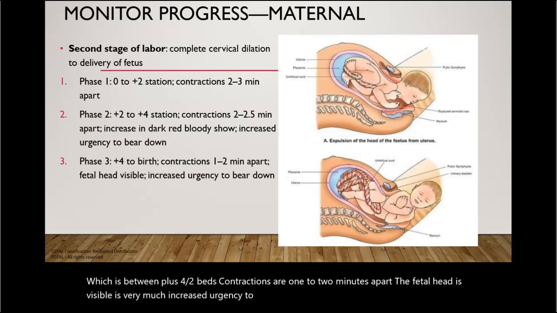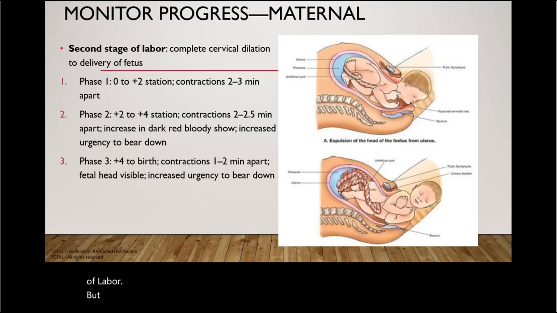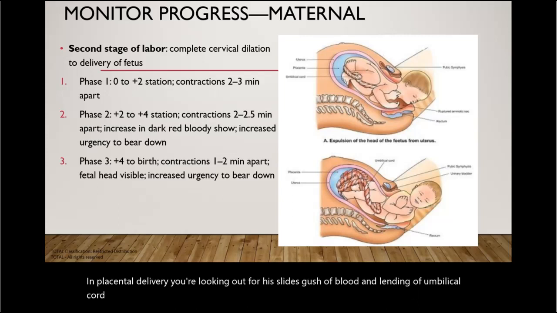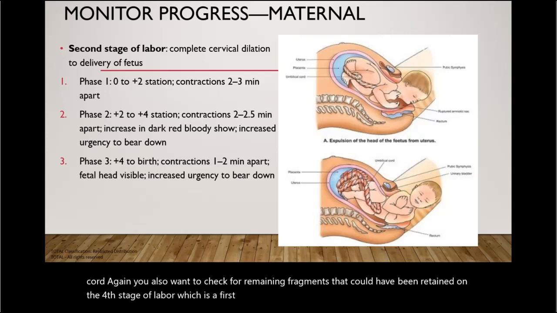Remember, in the third stage of labor, birth and delivery of the placenta is what occurs. In placenta delivery, you're looking out for a slight gush of blood and lengthening of the umbilical cord. Again, you also want to check for remaining fragments that could have been retained. In the fourth stage of labor, which is the first 4 hours after delivery, you want to keep monitoring your client.